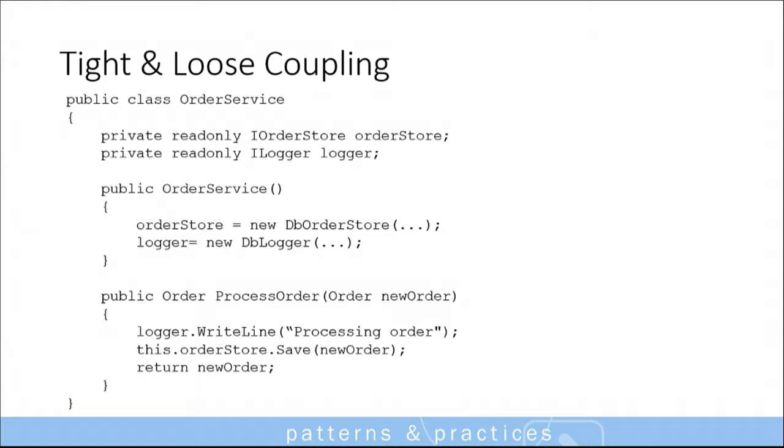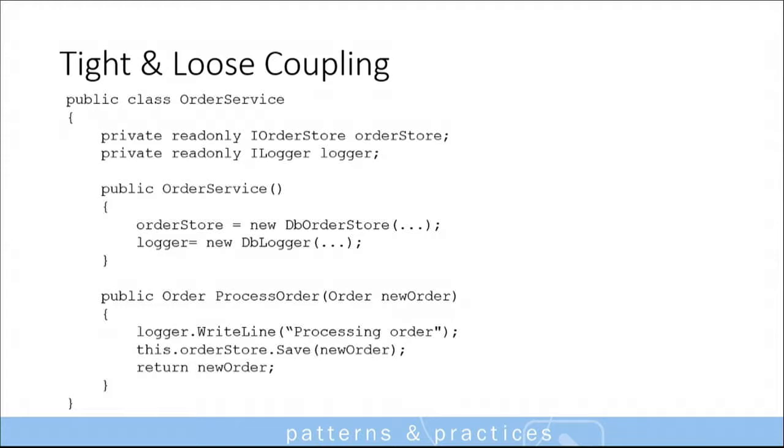I put some ellipses in there because there's a lot of work that may come into play when you need to create an instance of a DB order store. For example, you may need to grab a connection string. You may need to get some other dependent services. There may be a lot of things that go into constructing a DB order store. Same goes for the logger, right? You may need a connection string for the DB logger. This is the type of stuff that you may or may not want your order service developer to be writing. Every client of the DB order store and DB logger would have to write a lot of the same code, so you have some code repetition here.